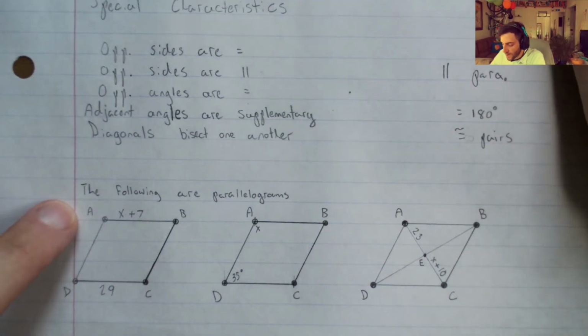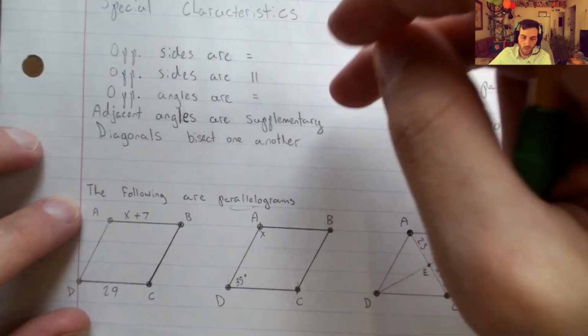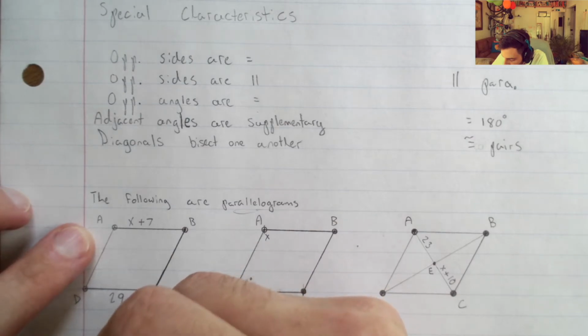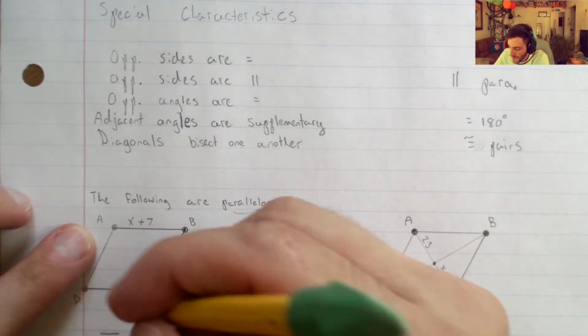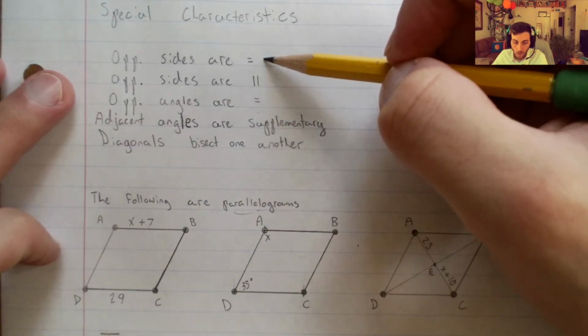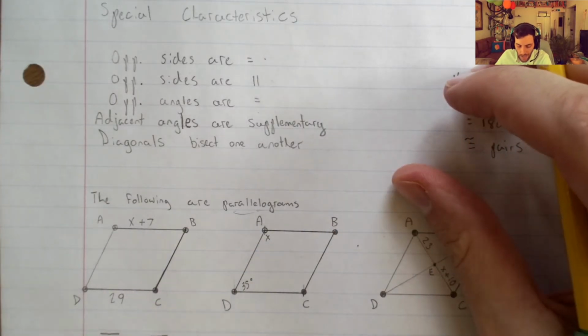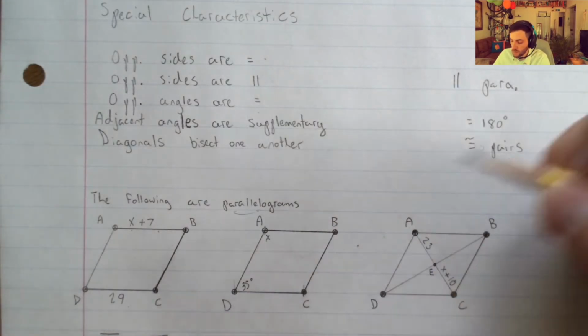In our first parallelogram here, we're told we have a parallelogram, so we know that we can use these rules here. We're told that along the top here, AB is equal to x plus 7. And based on our rules, we know that AB is congruent or equal to our opposite side DC. If we want to go ahead and set up an equation, we would say x plus 7 is equal to 29. And we just subtract out, and we get 22 for our x.